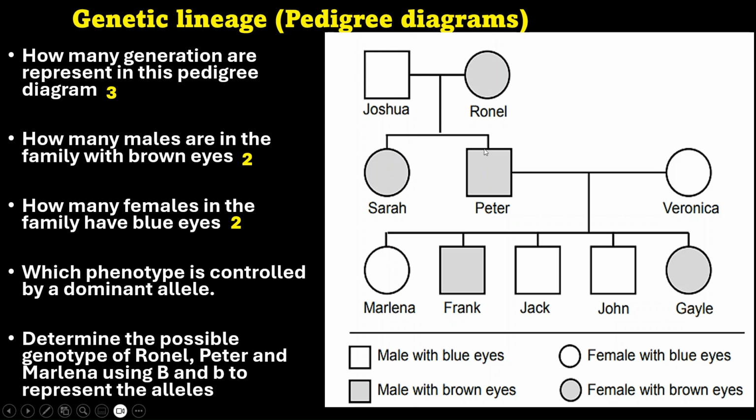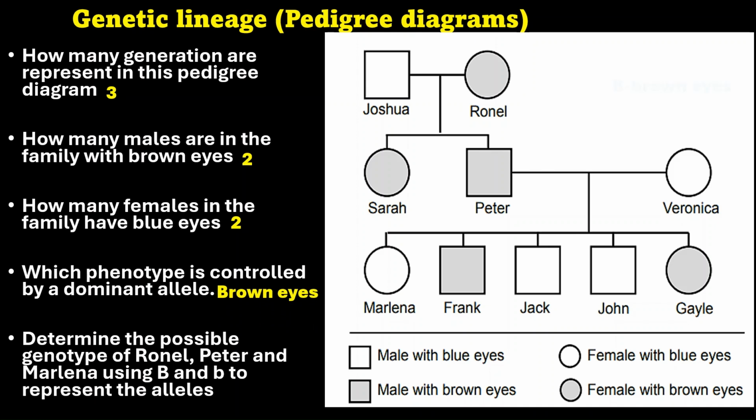So the question is, which phenotype is dominant? And the answer is brown eyes. You mix blue and brown, and then you get brown. What happened to blue? It disappeared. Why did it disappear? Because brown blocked it or masked it. What do you call an allele that is able to block another allele? It's called a dominant allele.